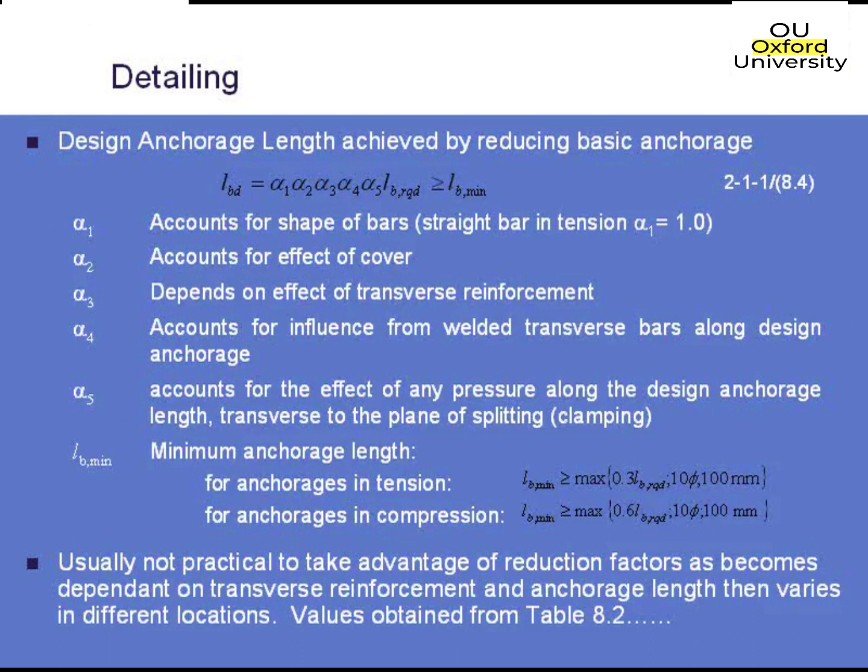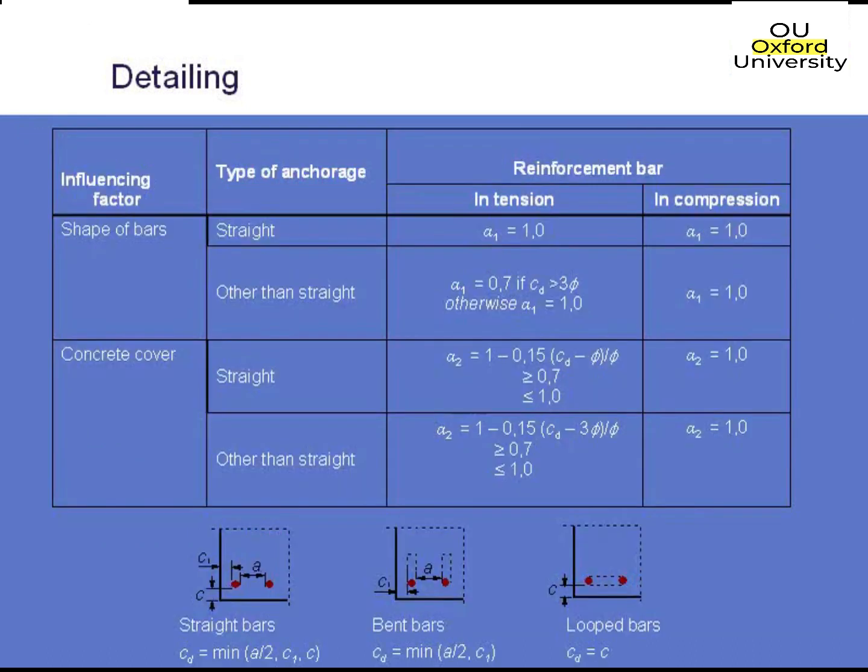So as I said, we'll go on and look at the different alpha factors that you use to modify your basic bond strength. First of all, we've got the alpha 1 factor, and this is dependent on the shape of the bar. If you've got a straight bar, alpha 1 is equal to 1. If you've got a bent bar, or here it says other than straight, which basically means bent, you can then make a reduction to the alpha 1 factor. If you've got compression, you're not allowed to modify it. But if you've got tension, you can modify it as stated on that slide.